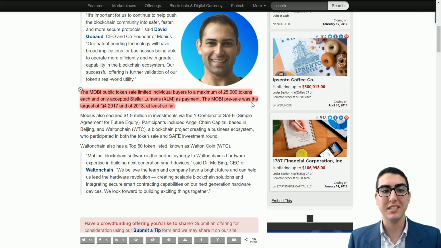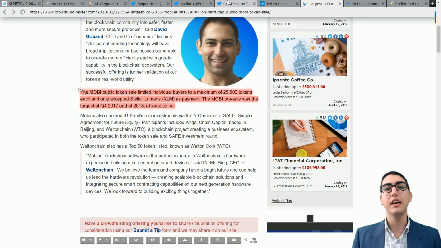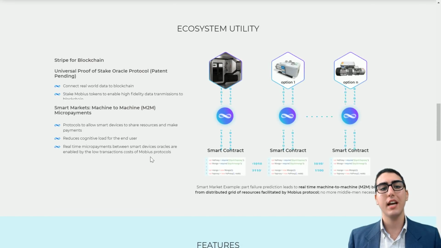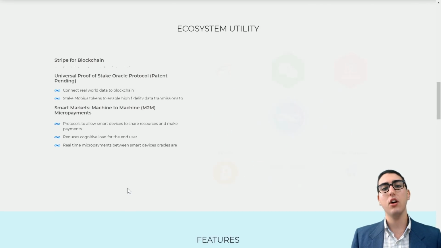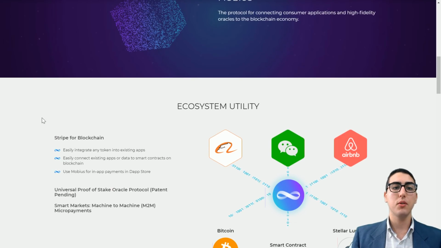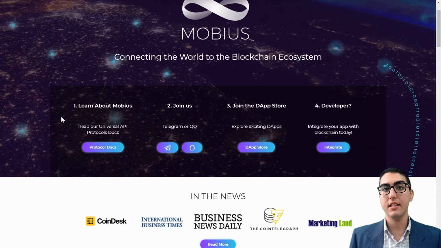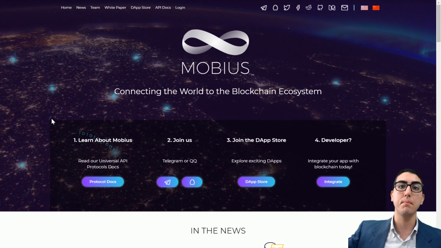The Mobi pre-sale was the largest of Q4 2017 of 2018, at least so far. So obviously, there's a use case here. I looked into Mobius as well, trying to see what this technology entails, and it pretty much wants to be the Stripe for blockchain, right? So interesting, because guess what Ripple wants to do? It wants to take its technology and beat Swift.